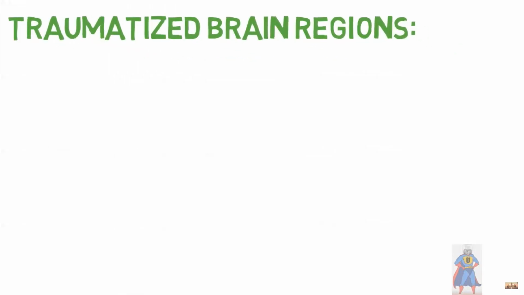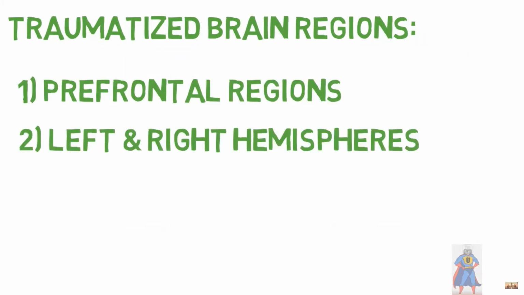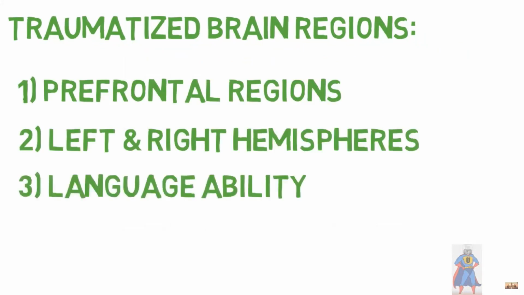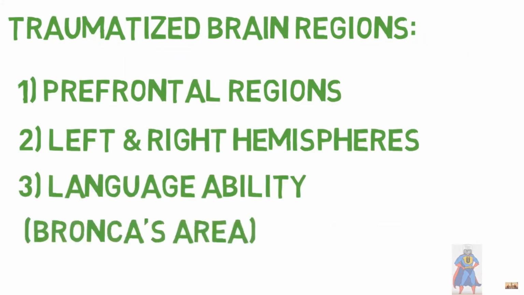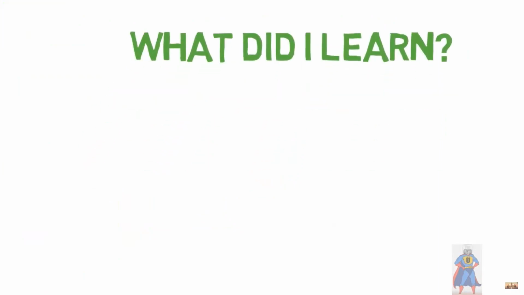Regions like the prefrontal cortex that deals with planning and higher cognitive functions, left and right hemispheres, logical and artistic thinking respectively, and the Broca's area that focuses on language, never had the chance to come into fruition or to develop completely. So what did I learn from the story of Jeannie?